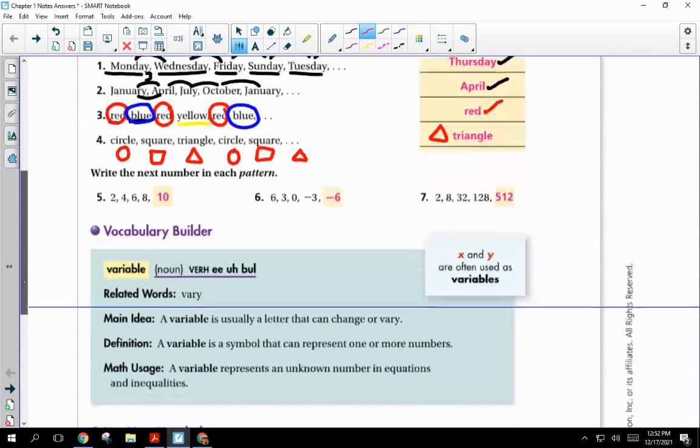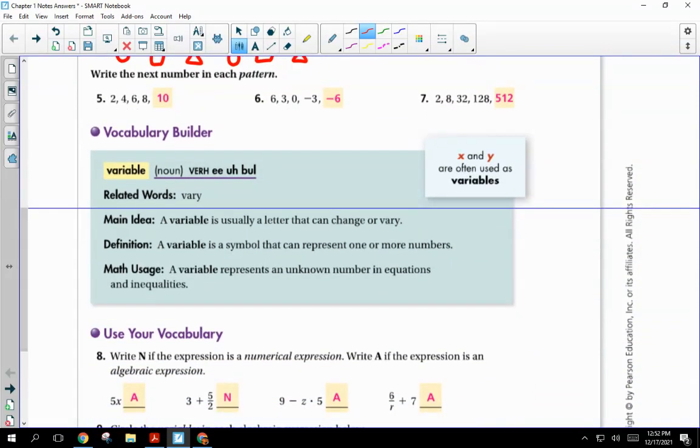Keep going, write the number in each pattern below, and this is more mathematical based now. Now we have to go from 2 to 4 to 6 to 8, and this is just even numbers, and you're adding 2 every time, so we go to 10. Here we are subtracting, so it's a little different kind of pattern. You go from 6 to 3. How do you get from 6 to 3?